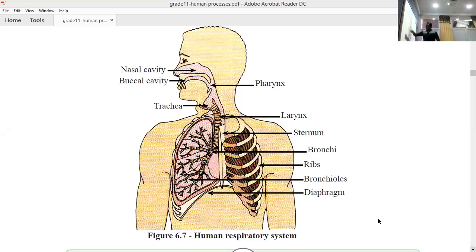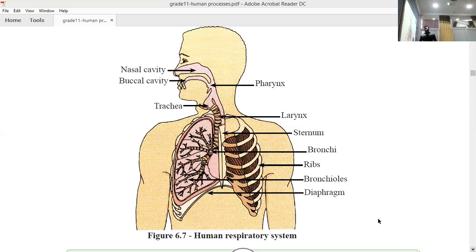Look at the lungs again. And the rib cage. Between the ribs, there is a very important muscle type called intercostal muscles. Those intercostal muscles initiate this process. And there is another muscle type, the diaphragm. These are called diaphragm muscles.